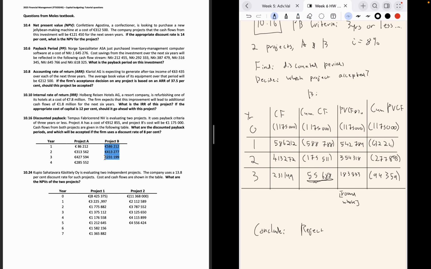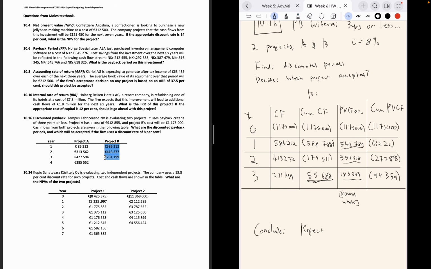Okay, then we present value all of it. So hopefully by this point you guys know how to do that. So year 1, we take the cash flow in year 1 of 586,212 over 1.08 to the power 1. We take 413,272 over 1.08 to the power 2. We take 231,199 over 1.08 to the power 3. And then that gives us these answers over here. Okay, and we round it to whole numbers.